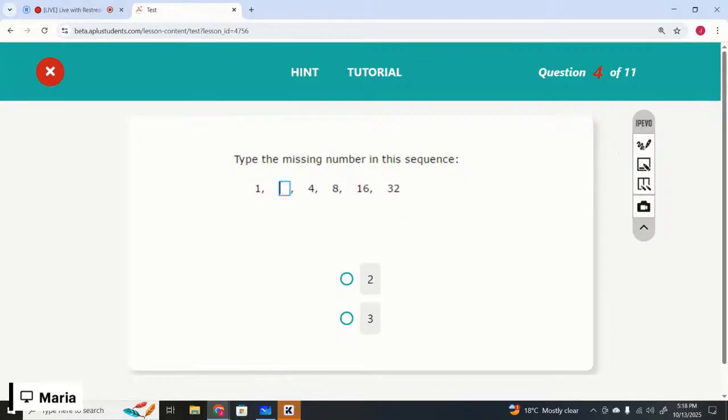The pattern is you need to multiply the numbers by 2. 1 times 2 is 2. The missing number is 2. Option number 1 is the correct option.